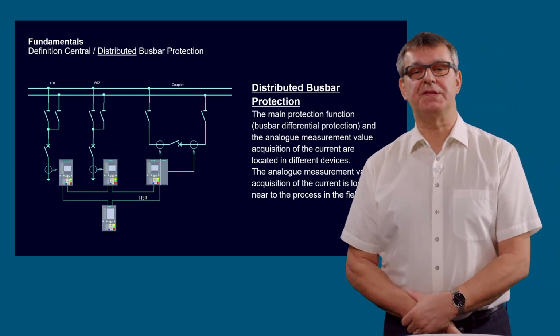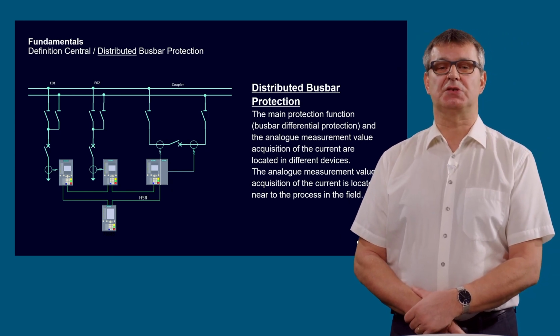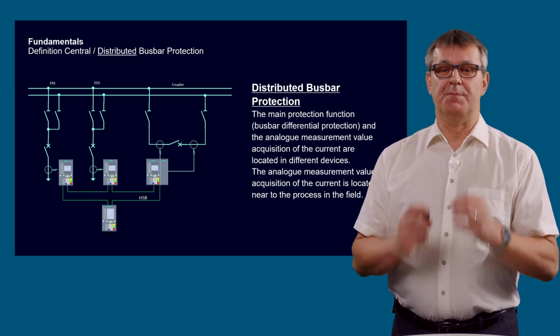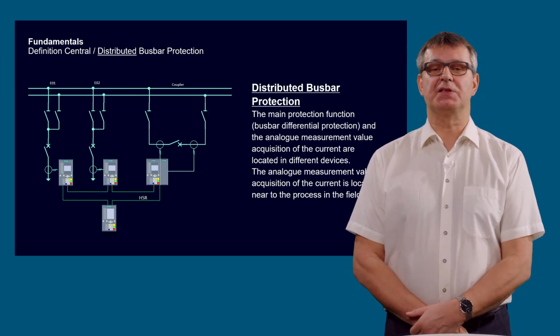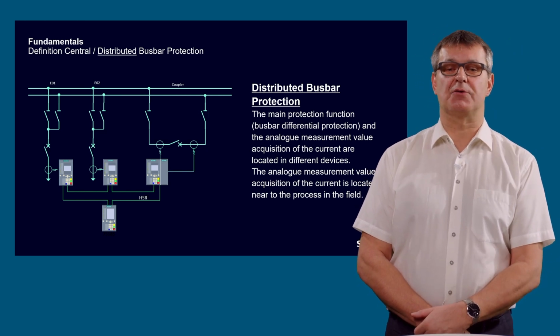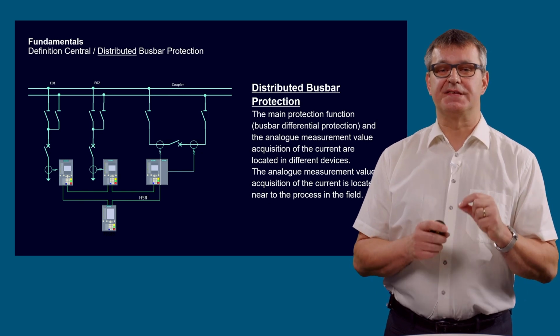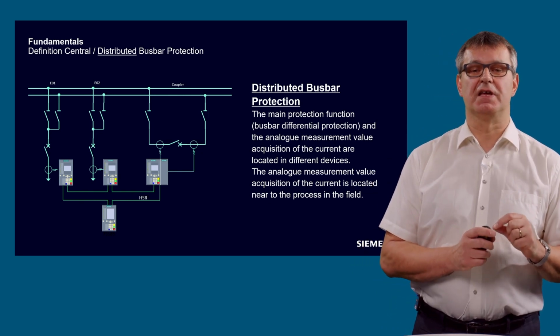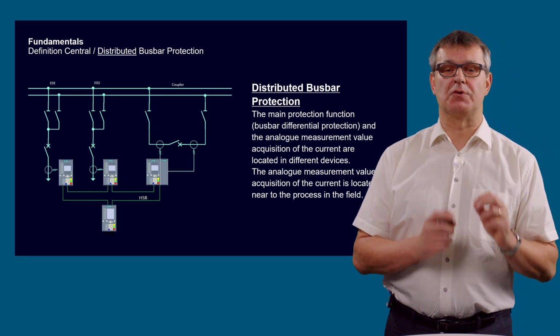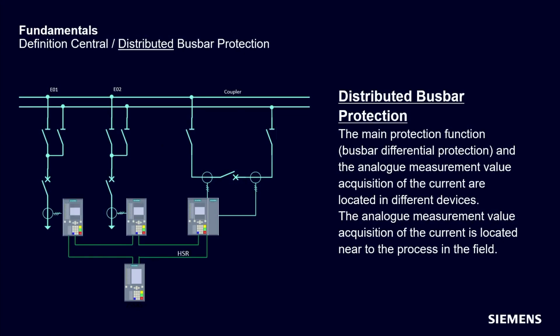The distributed busbar protection. What is a distributed busbar protection? The main protection function, the busbar differential protection, and the analog measurement value acquisition of the current are located in different devices. And these different devices are typically located near to the process. So here in this shot, you will see a distributed busbar protection.